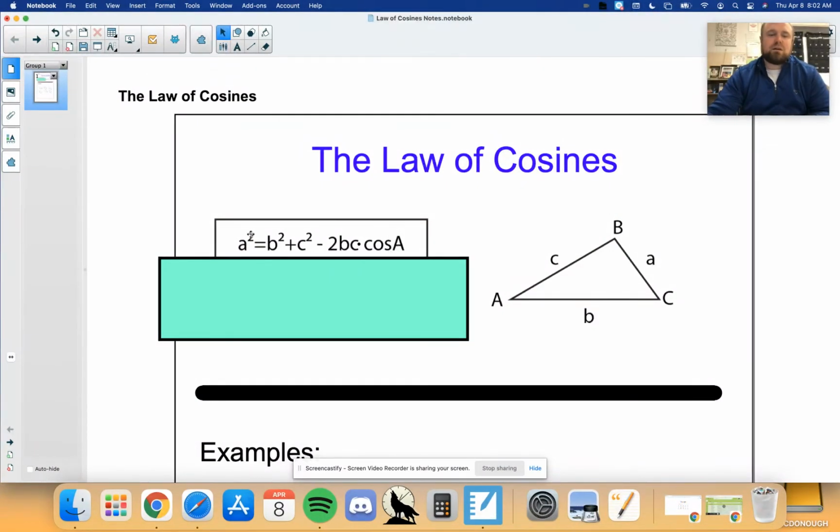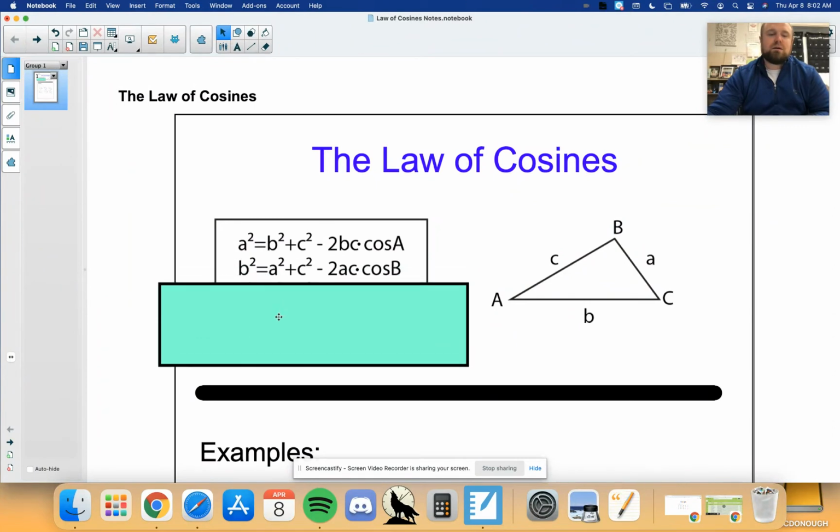So the pattern is whatever letter it starts with, it's the other two sides squared minus 2 times those two sides times the cosine of the angle of that same letter that you started with. For the second one, b squared is equal to a squared plus c squared minus 2ac. Notice how the a and the c also get plugged in here, times the cosine of angle B, which is B, what we started with. So this is angle B, this is side length B.